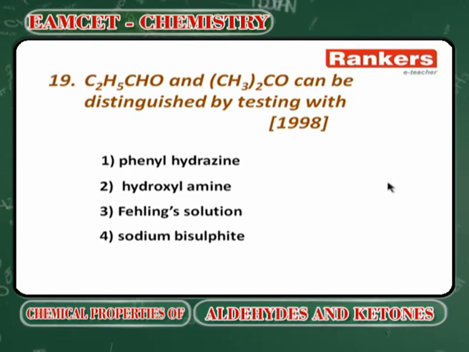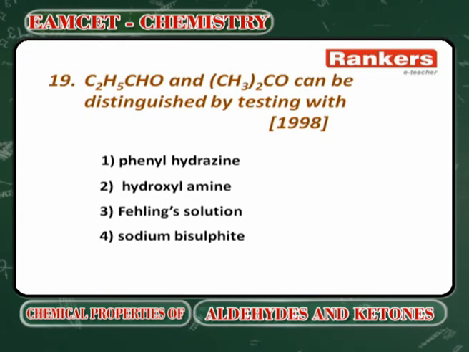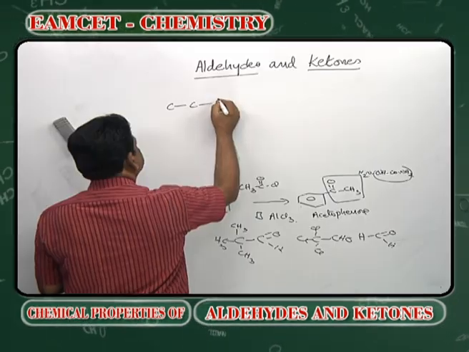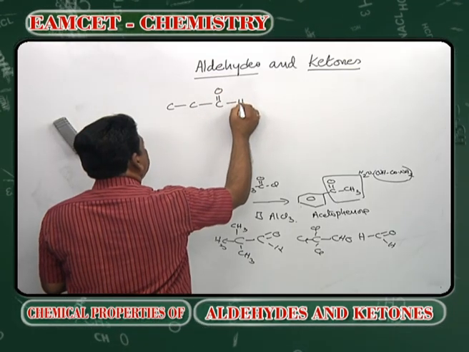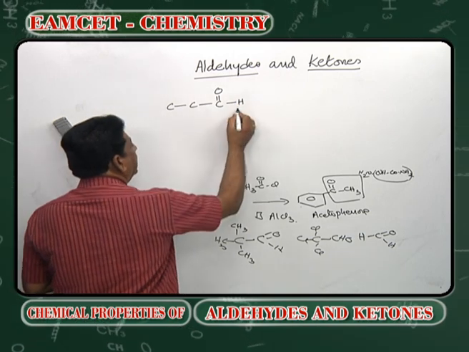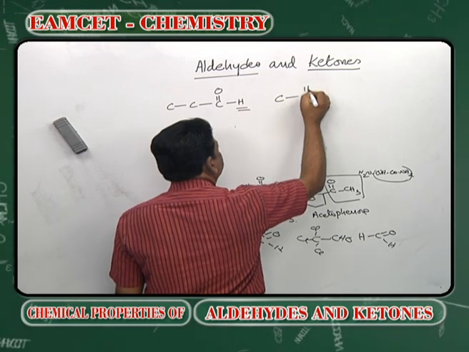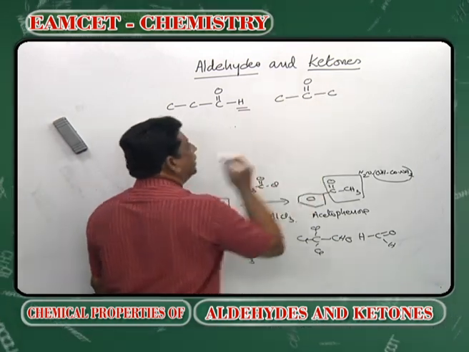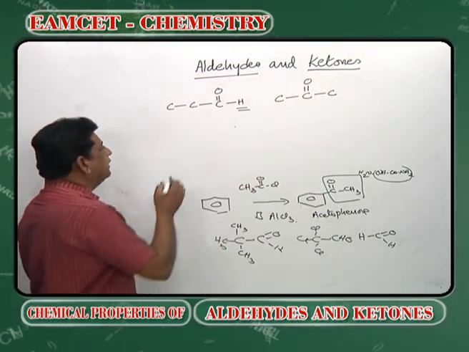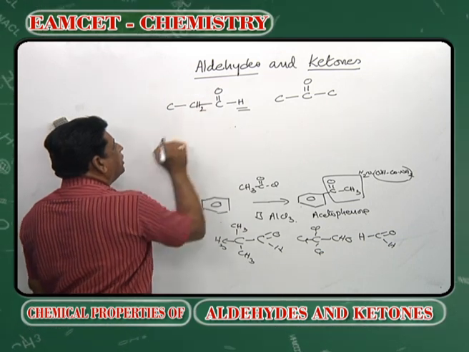Propanaldehyde and acetone can be distinguished by testing with. So first of all you must identify propanaldehyde is an aldehyde. Propanaldehyde is an aldehyde by virtue of the structure. If you see, there is one hydrogen attached to the carbonyl. This is called the aldehyde hydrogen. In propanone we have a ketone, both the sides methyl groups are there. Here also we have 2 hydrogens.